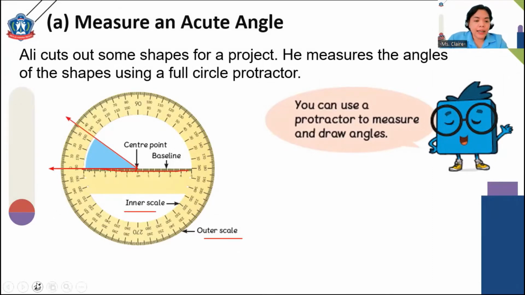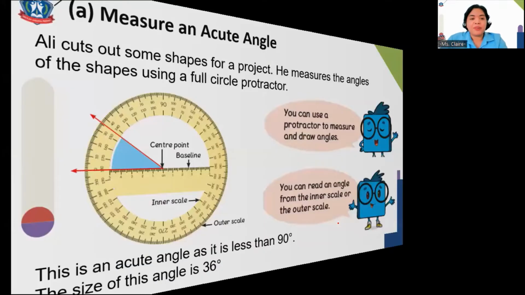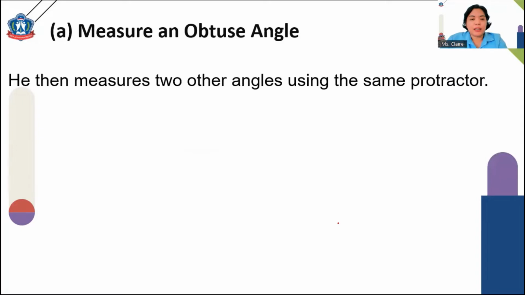If we check this angle, children, we can see that the base angle is on the left side. It means we will read the outer scale. This one is the 0, so we will read the outer scale. This angle measures 36 degrees and it is less than 90 degrees, so this is an acute angle. How about an obtuse angle?